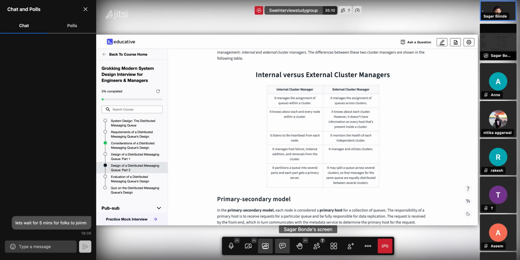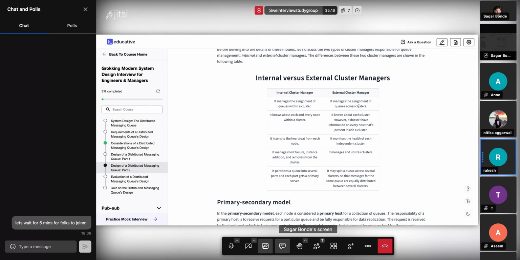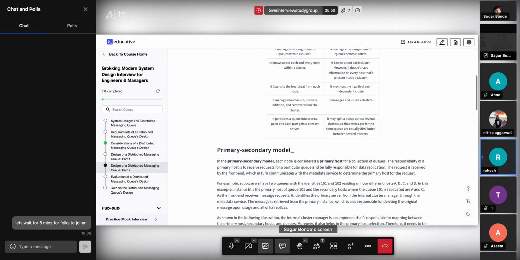Let's go forward and clarify this. But your understanding is correct, because in this case it will be multiple. One cluster means we have a group of nodes, and an external cluster means we have a group of clusters. That's why the queues are equally distributed between the several clusters. Due to this, I feel these are two separate things. Otherwise it will not fit in the design. Makes sense.